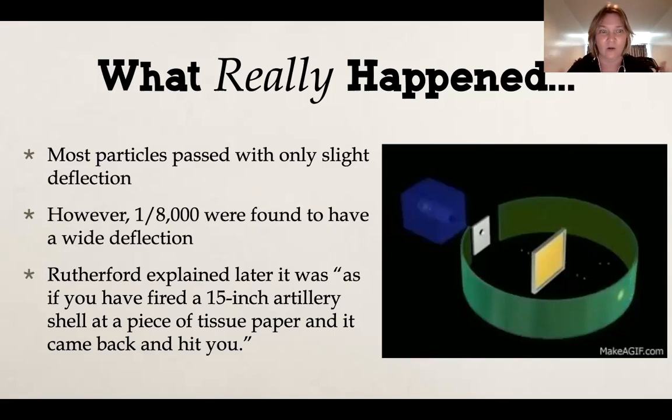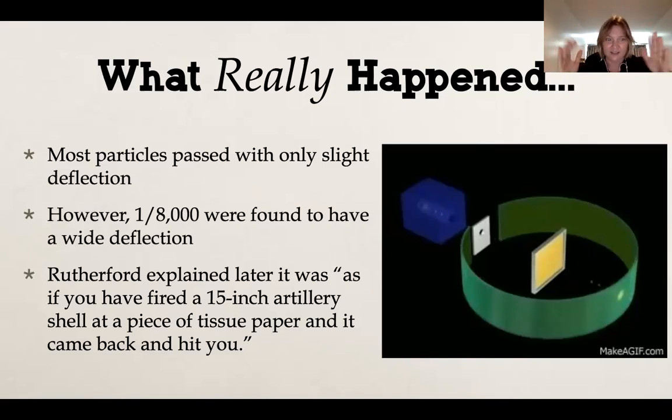And this is one of my favorite quotes. Rutherford explained it as, quote, as if you had fired a 15-inch artillery shell at a piece of tissue paper and it came back and hit you. What that means is basically if you have a 15-inch, like this big bullet, right?